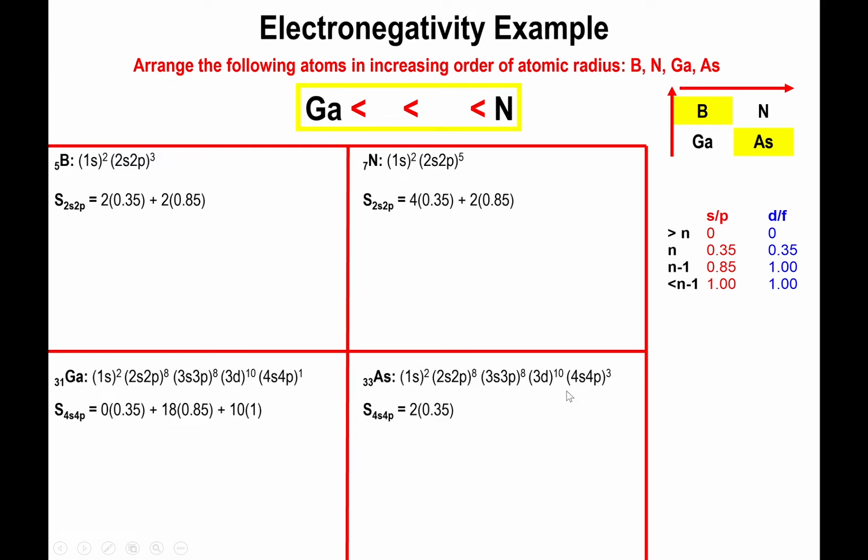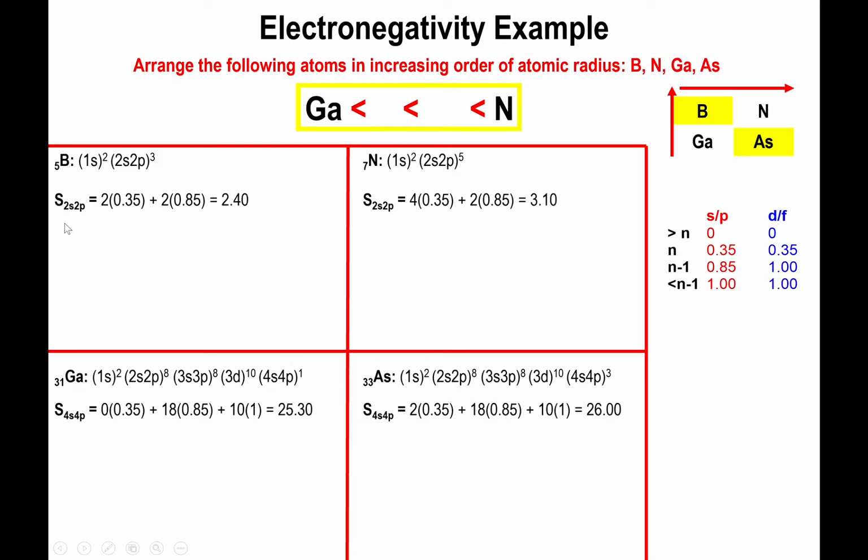Arsenic, a similar story, but now we have 3 electrons in the last group, so 2 of them shield with a constant of 0.35. The group to the left, which is the energy level 3 groups, has 18 electrons collectively, which shield with a constant of 0.85. And the 10 still further to the left shield completely.